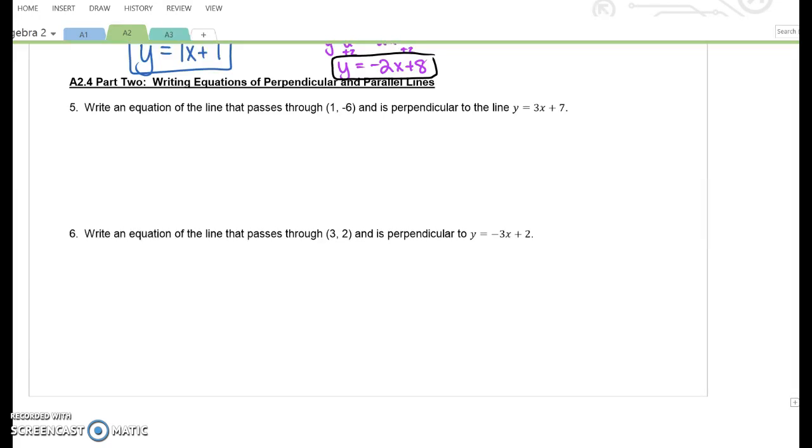Today we're going to write equations of parallel and perpendicular lines. We have talked about perpendicular slope and parallel slope. You may want to write yourself a little reminder over here on the side. Remember that parallel lines have the same slope, and perpendicular lines have opposite reciprocal slope.